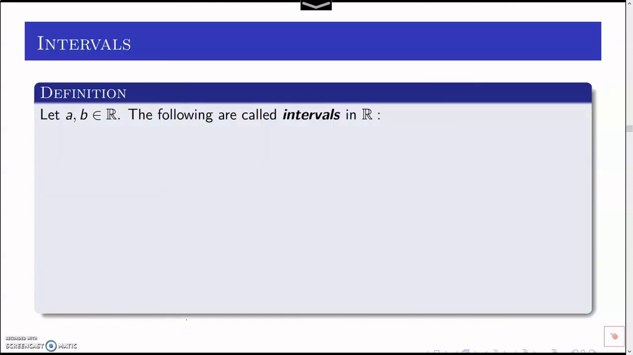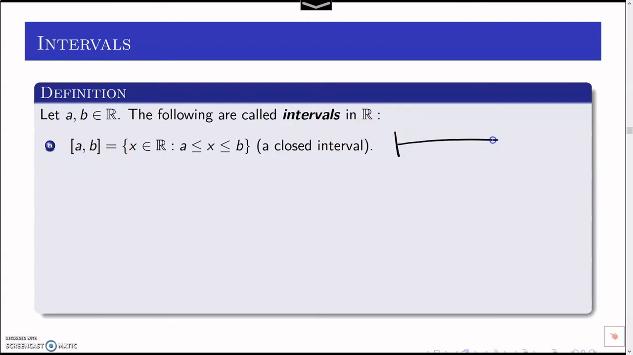Next is intervals. Supposing I have two real numbers a and b. Then there are many intervals in R. So I will list them one by one. This one is called a closed interval, and it is denoted by closed brackets, a comma b. It is defined as the set of all real numbers x such that x lies between a and b, and it can be a as well as b.